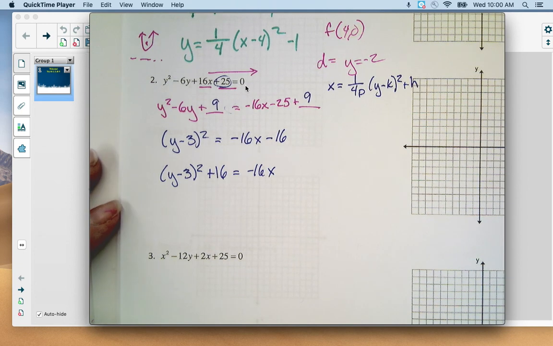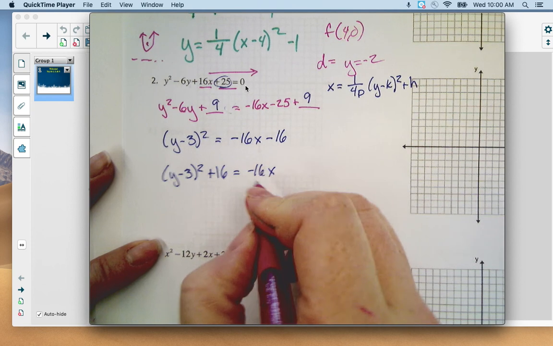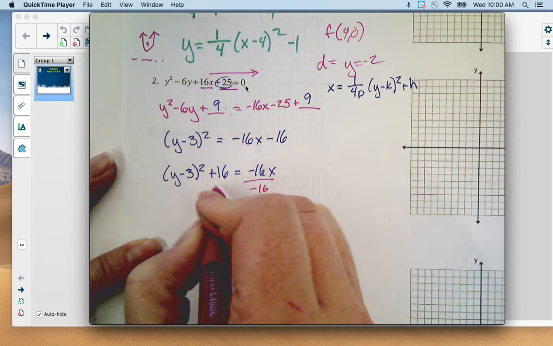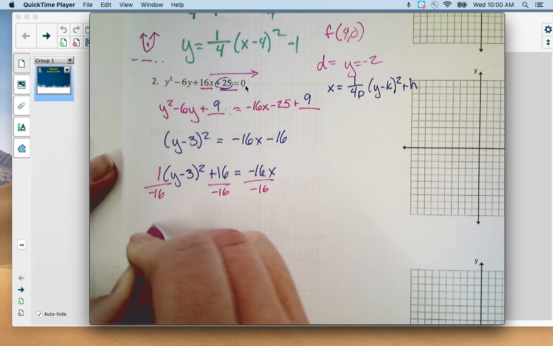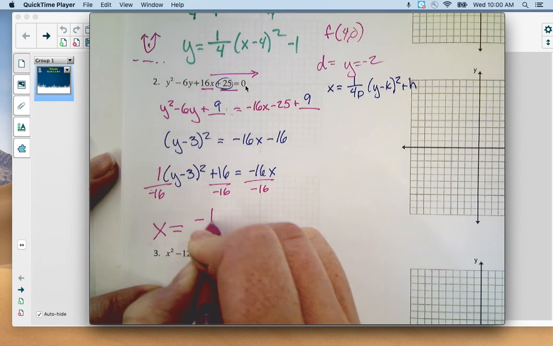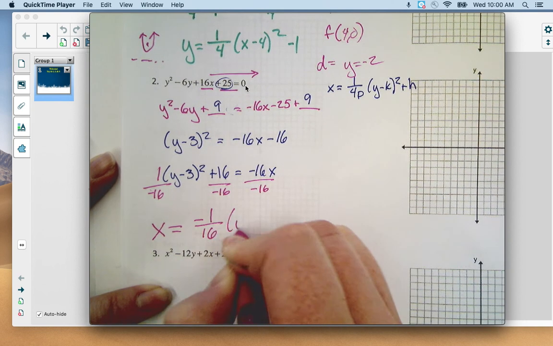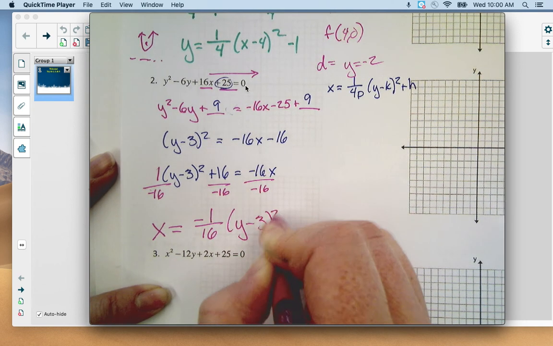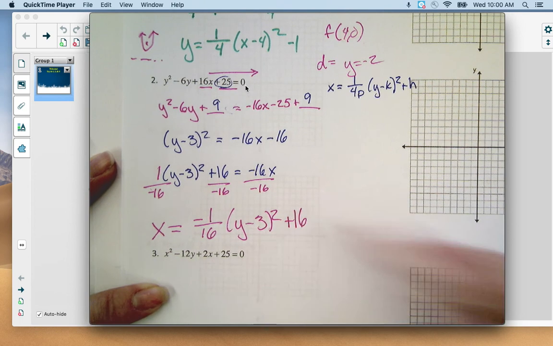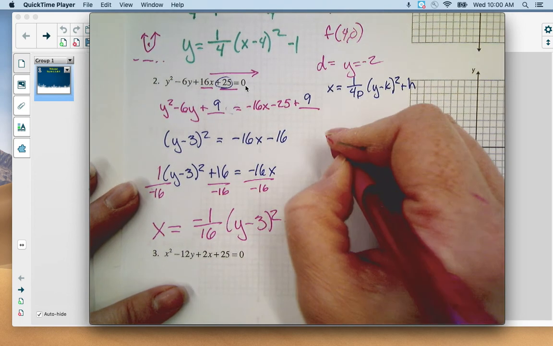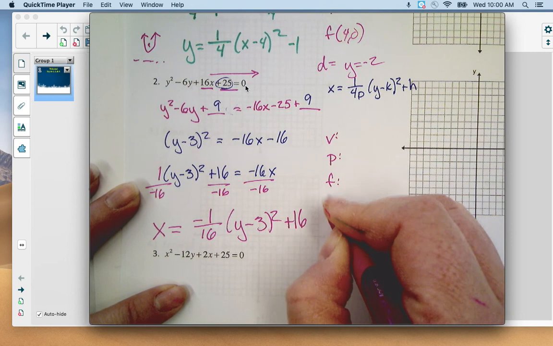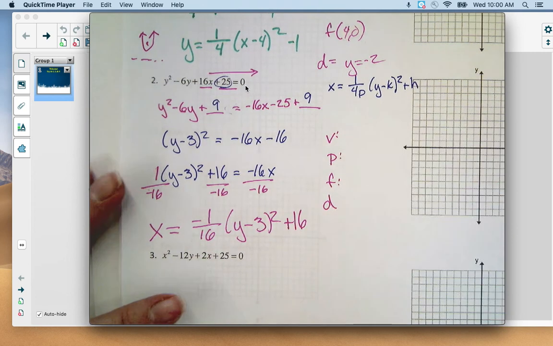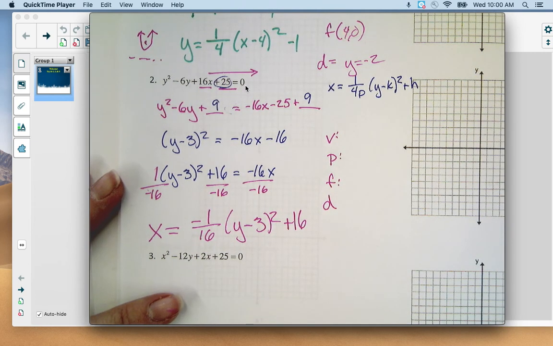And what do I do to finish that? Divide through by negative 16. And remember, you're really dividing 1 by negative 16. So I have x is equal to negative 1/16 y minus 3 quantity squared plus 16. So again, I need my vertex, I need my focal length, I need my focal point, and I need my directrix.